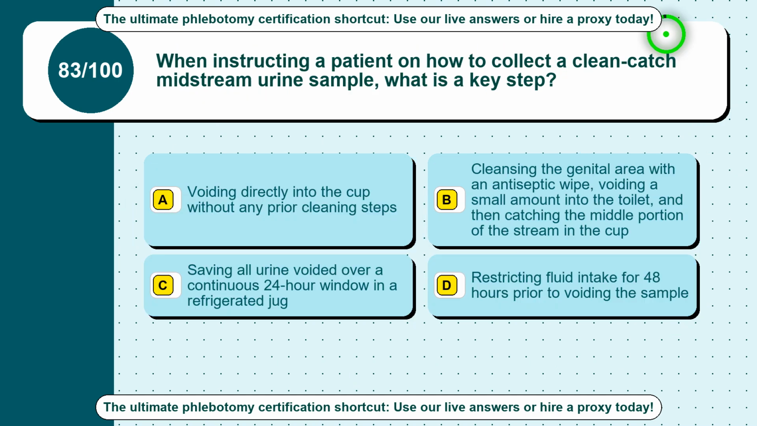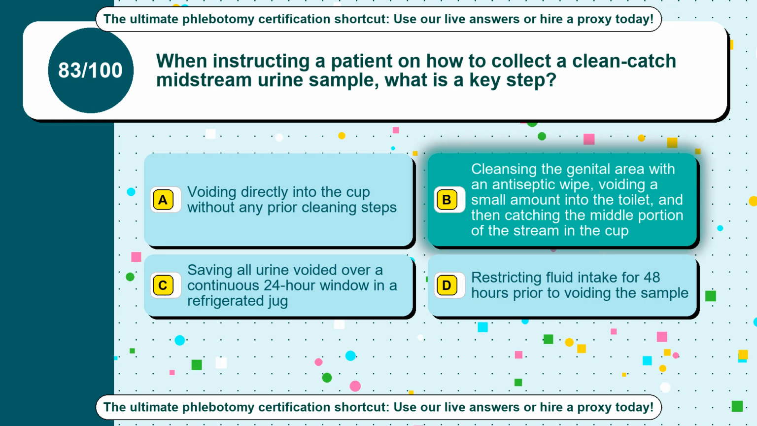Question 83. When instructing a patient on how to collect a clean catch midstream urine sample, what is a key step? Option A. Voiding directly into the cup without any prior cleaning steps. Option B. Cleansing the genital area with an antiseptic wipe, voiding a small amount into the toilet, and then catching the middle portion of the stream in the cup. Option C. Saving all urine voided over a continuous 24-hour window in a refrigerated jug. Option D. Restricting fluid intake for 48 hours prior to voiding the sample.